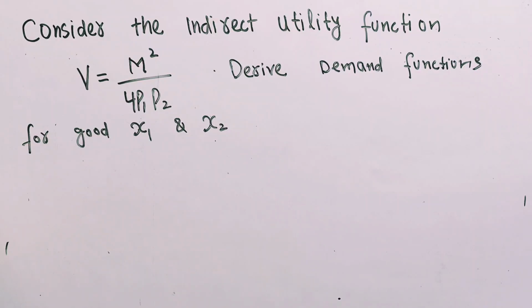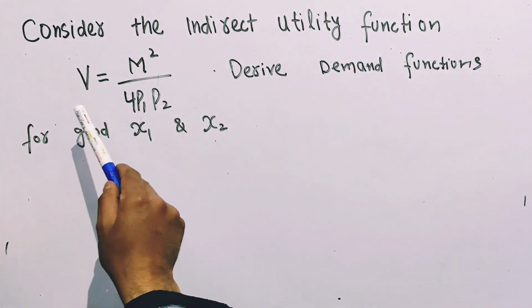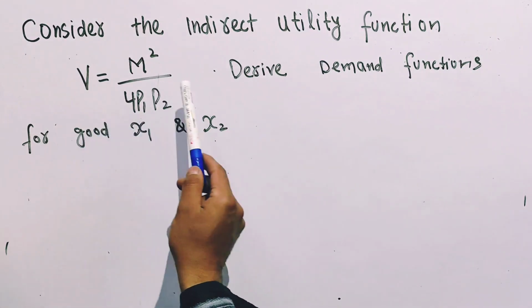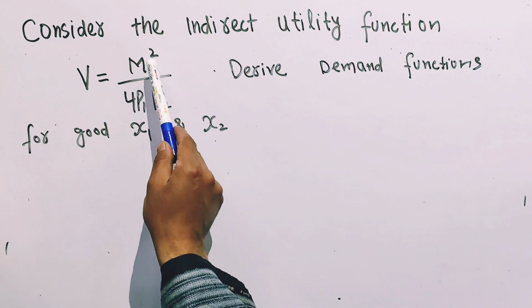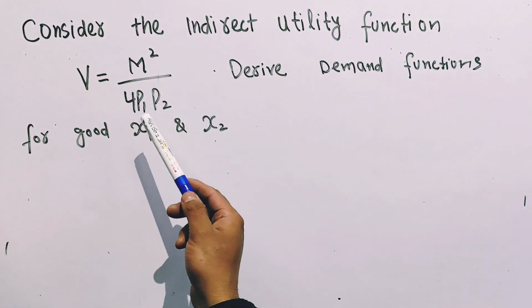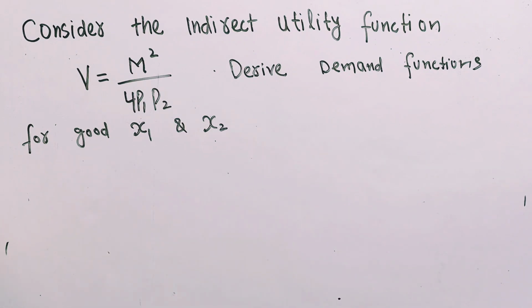In this video, we will learn how to find out the demand function from the given indirect utility function. The question is, consider the indirect utility function as V equals M squared divided by 4 P1 P2. M denotes the income of the consumer, P1 and P2 are the prices of good 1 and 2. We have to derive the demand function for good X1 and X2.